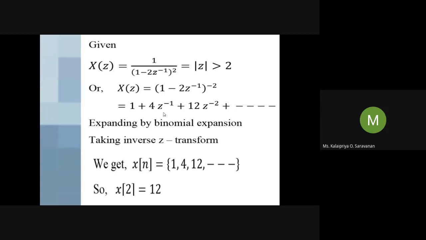So to obtain the inverse z transform, x of n will yield: this is your x of 0 value, 1. This is your x of 1 value, 4. This is your x of 2 value, which is equal to 12, etc. So from this obtained data, we could see that this is the 0th value, this is the first value, and this is the second value. So x of 2 value is 12.